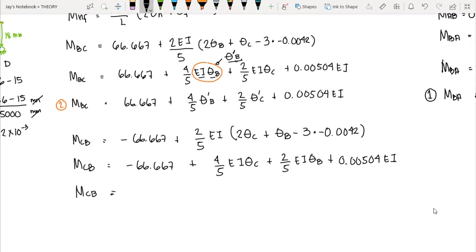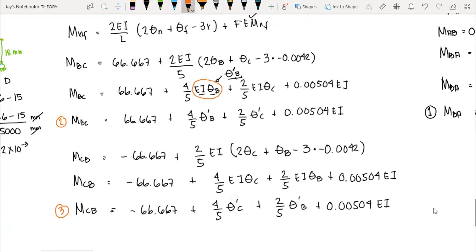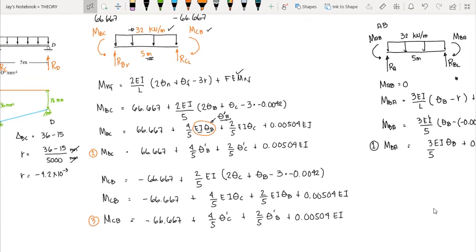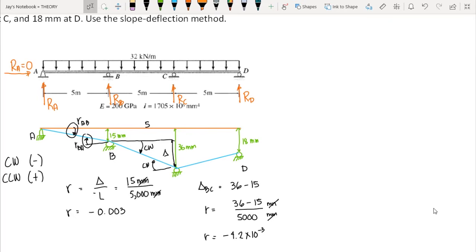We have negative 66.667 plus 4 over 5 EI theta C plus, okay, so again you can unite this EI theta C here as theta prime C plus 2 over 5 theta prime B plus 0.00504 EI. So this is now our equation number 3. So we are now done with member BC. So we'll now proceed to member CD.